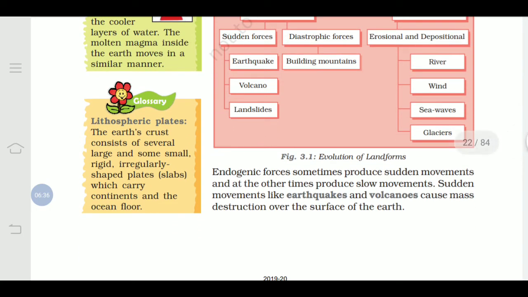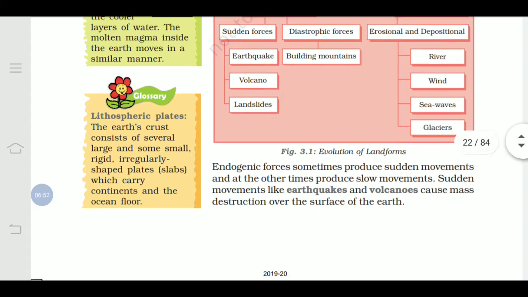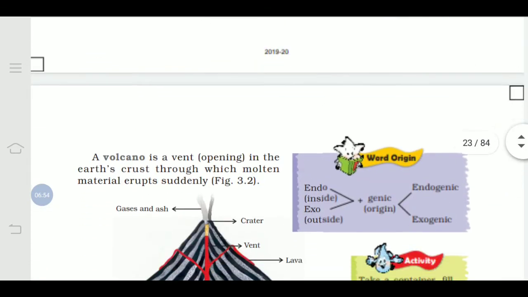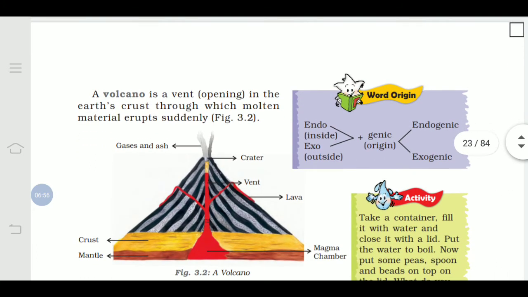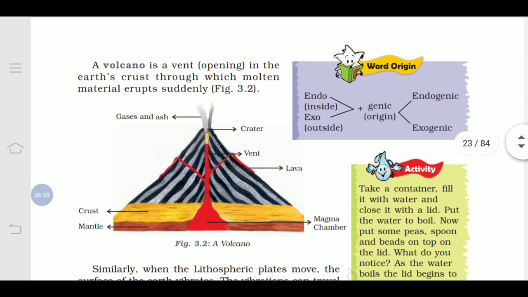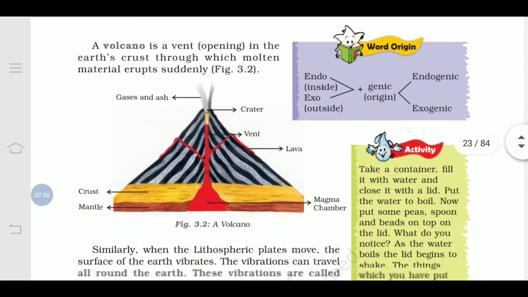Endogenic forces sometimes produce sudden movements and at other times produce slow movements. Sudden movements like earthquakes and volcanoes cause mass destruction over the surface of the earth. As we have seen the further division, now we are going to learn about this. The volcano. A volcano is a vent opening in the earth's crust through which molten material erupts suddenly.